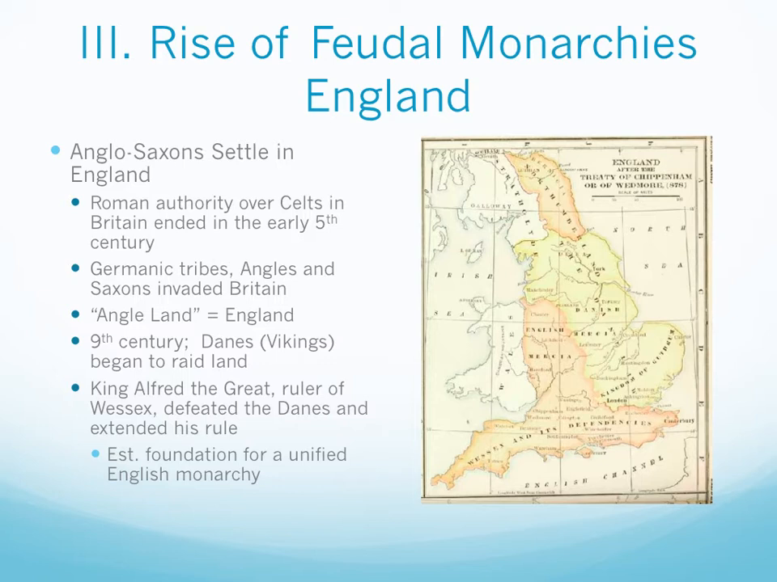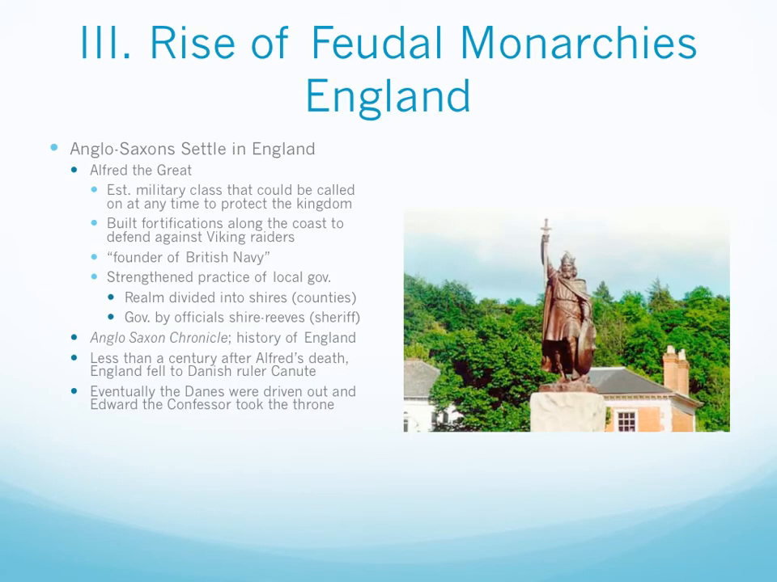Okay, so King Alfred gets this name, the Great, for more than just getting rid of the Vikings. He establishes a military class, so kind of all of these knights we've talked about before that are ready to go to battle at any time in order to protect the kingdom from the Vikings. He builds forts along the coast to defend against Viking raiders. He's known as the founder of the British Navy because he is going to help build a navy again to help defend against the Viking raiders.